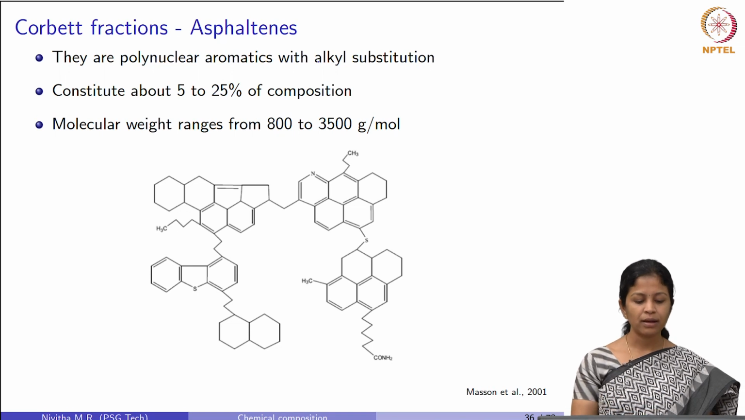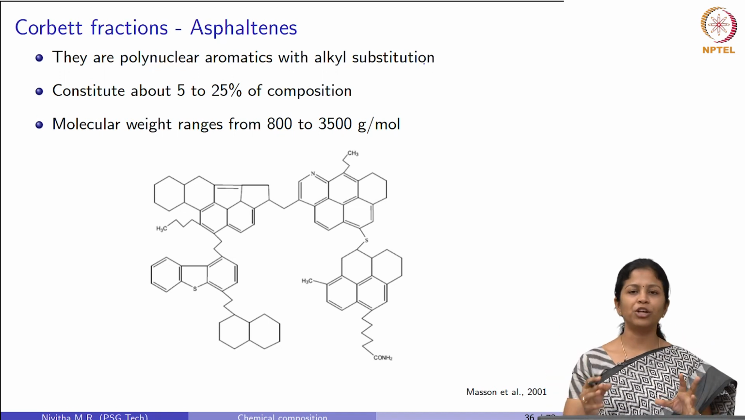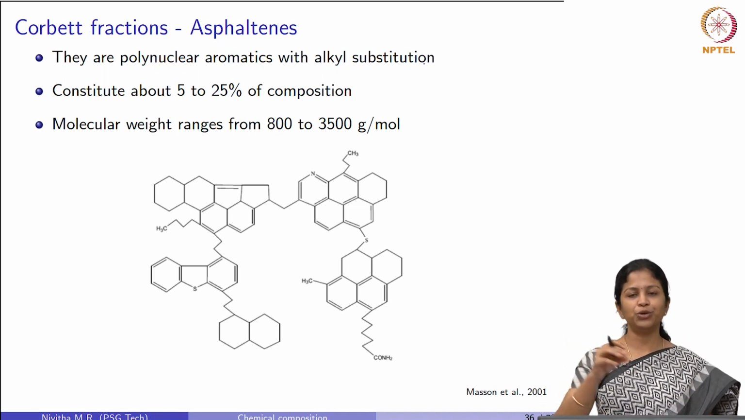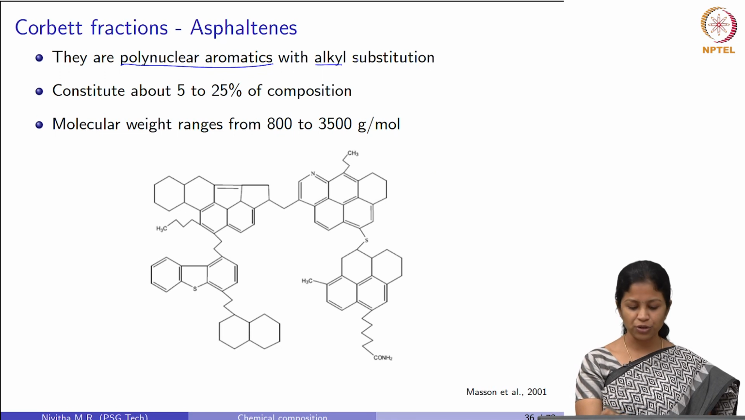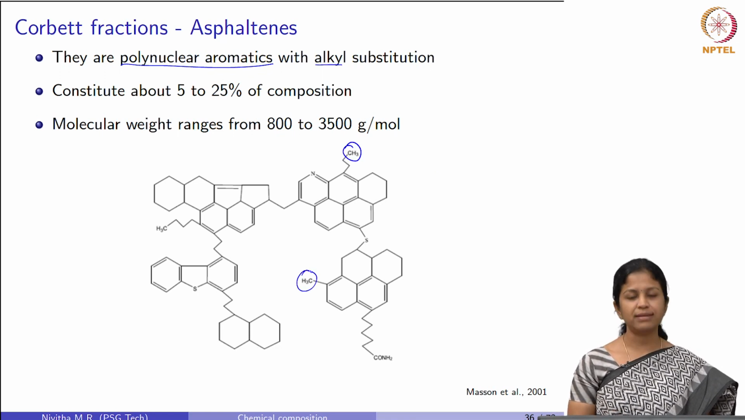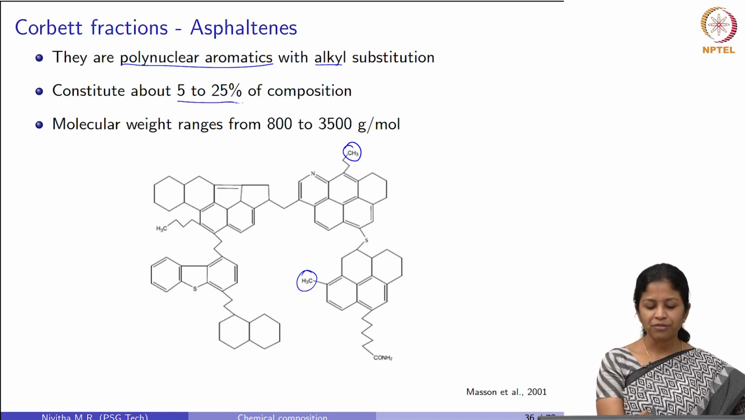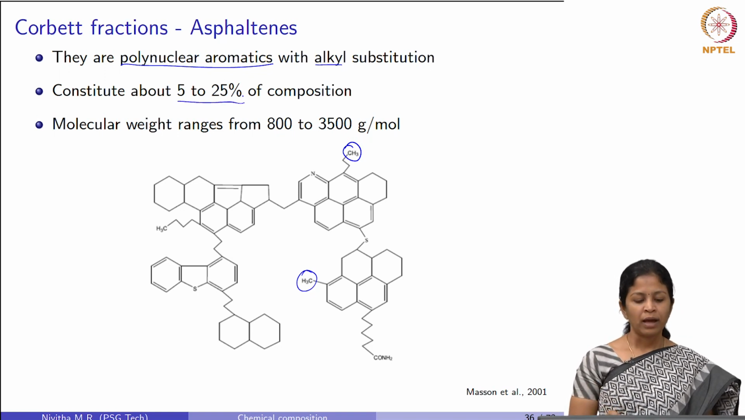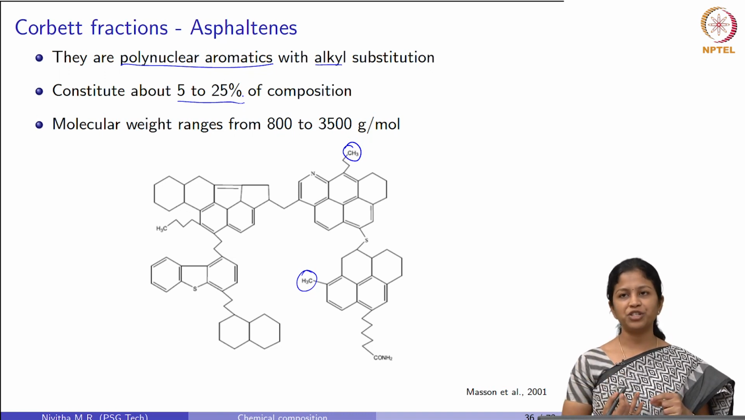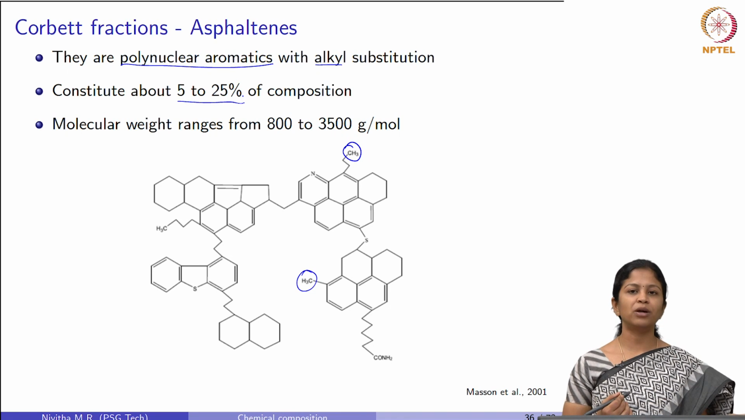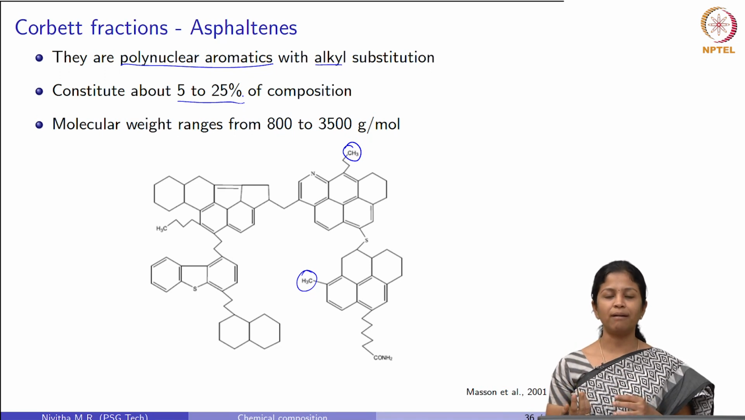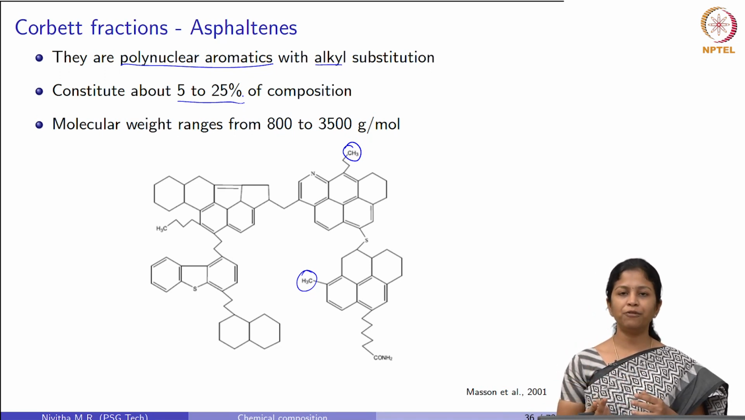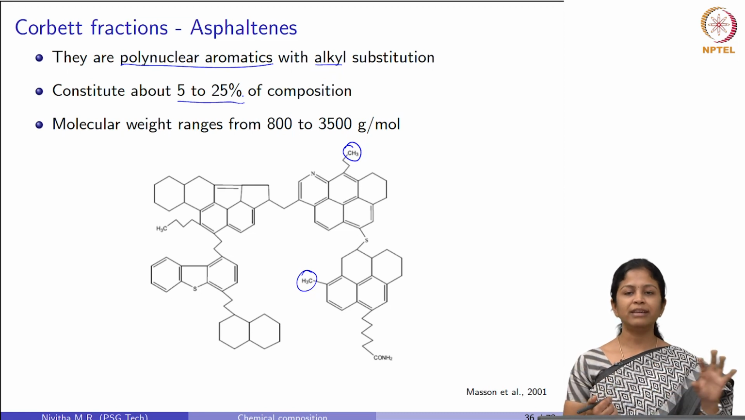So, these asphaltenes are polynuclear aromatics with alkyl substitution. So, it is like they are a very big molecule, not with a single nucleus, but they have many nuclei. So, that is what is called a polynuclear aromatic with alkyl substitution. So, they have some alkyl chains which are present here, and they constitute about 5 to 25% of composition. When you look at different crudes or chemical composition techniques on bitumen, people usually tend to separate out asphaltenes and study asphaltenes in detail, because these are the higher molecular weight compounds and people believe that they tend to influence the physical properties more compared to the other three fractions.